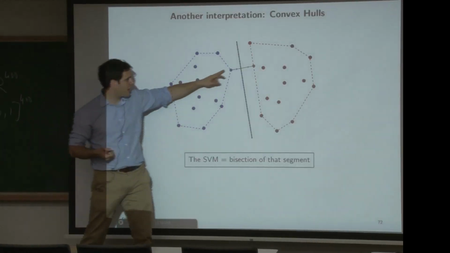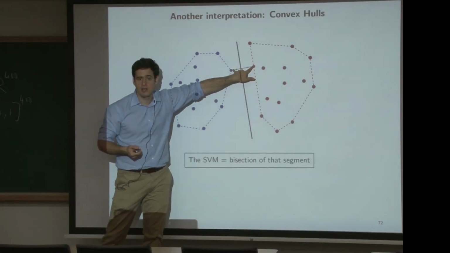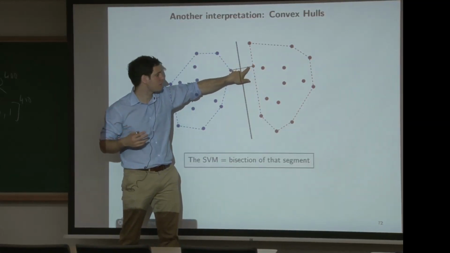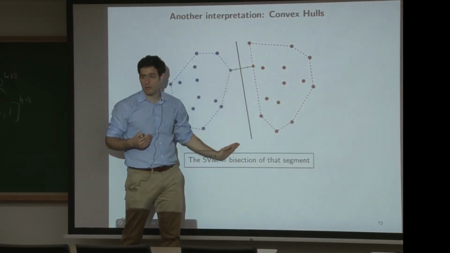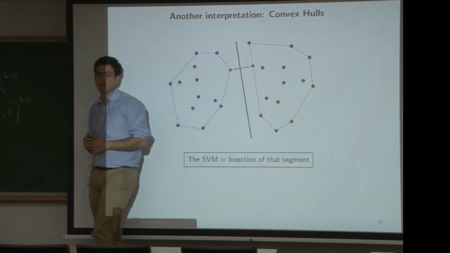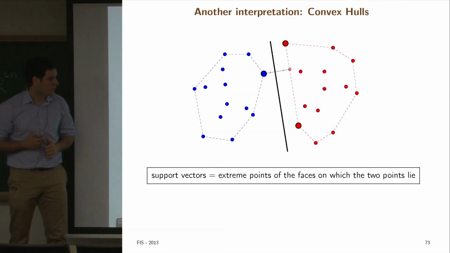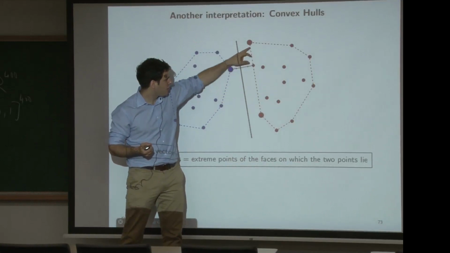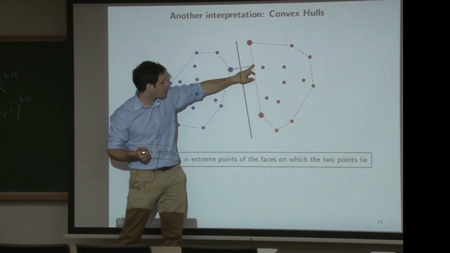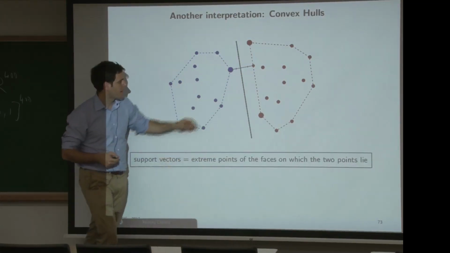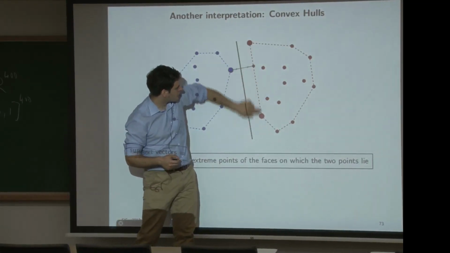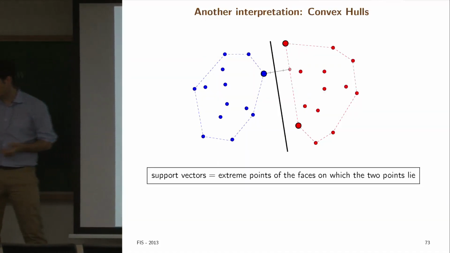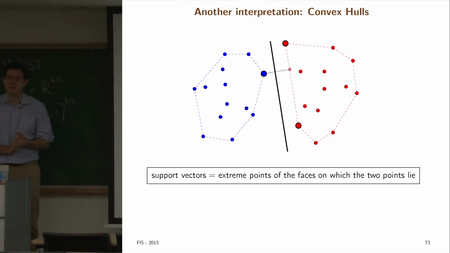Well, what the SVM does is just find those 2 points and then take the bisection of that segment. So in higher dimensions, this is just a line, and this would be a hyperplane. And this is the answer that is provided by the SVM. And the support vectors, which is a bit more geometric, would be the extreme points of the facets on which these 2 points lie. So in this case, this point lies on the facet, and those are the extreme points of that facet. So that's the intuitive explanation for SVMs.